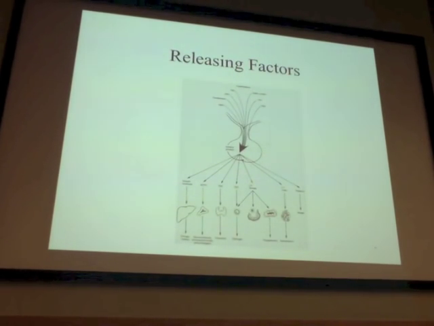So this is another diagram that shows the releasing factors coming from the hypothalamus, going into the portal system, targeting the anterior pituitary, and then releasing the growth hormone, the ACTH, the FSH, LH, and prolactin. Any questions?